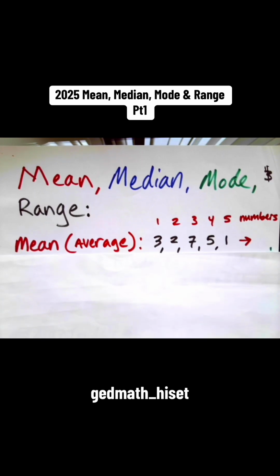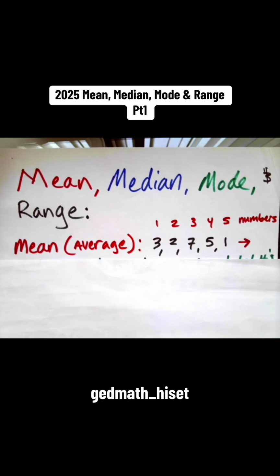The mean is an average. So when you're looking for the mean, you're looking for the average. And anytime you're looking for the average, there's going to be division involved. You're going to add up all of the numbers given in a data set and then divide by how many numbers there are. Here there are 5 numbers.